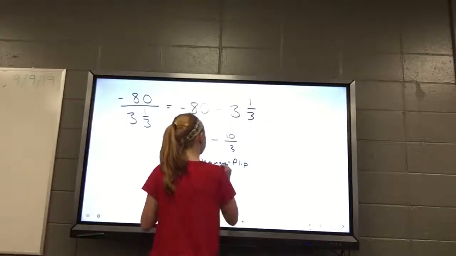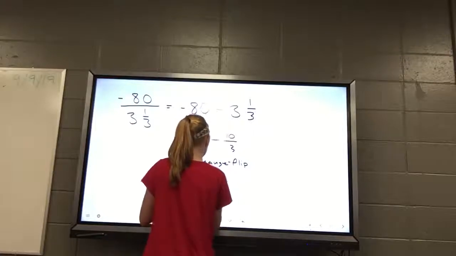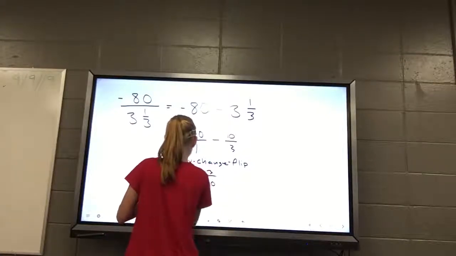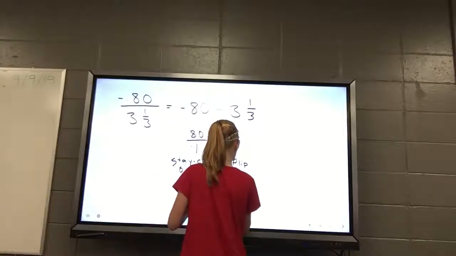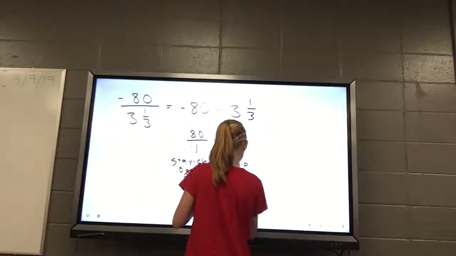Okay, let me help you out. I'll write it down the way. So it's really 80 divided by 3 1/3, right? So you first change them both into improper fractions, then do stay, change, flip.